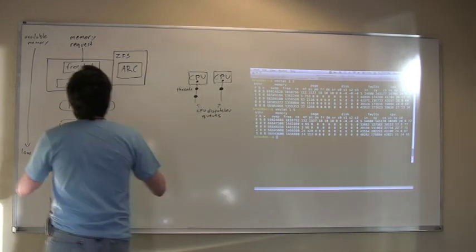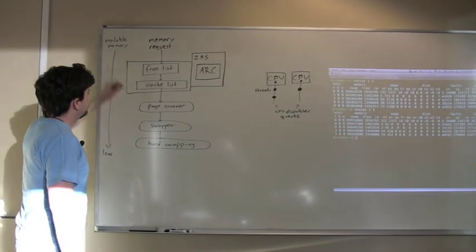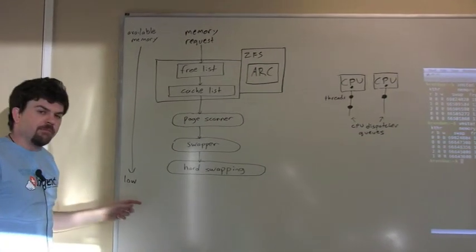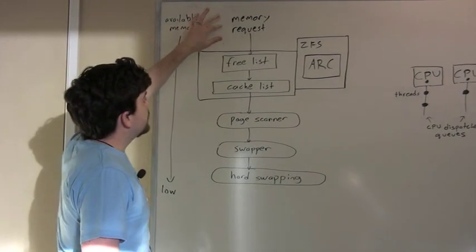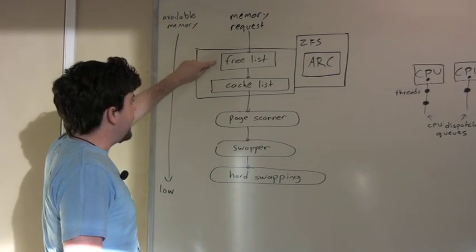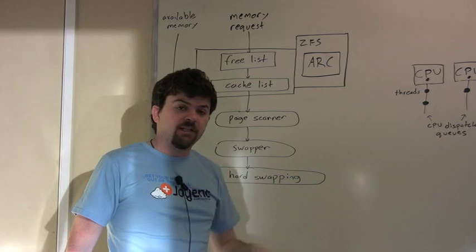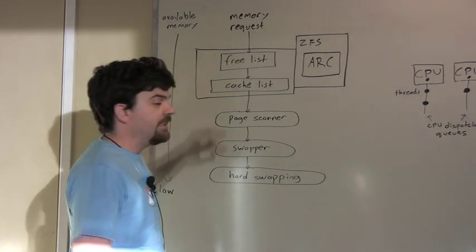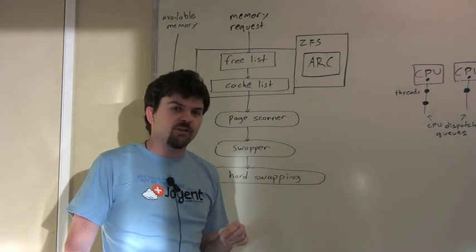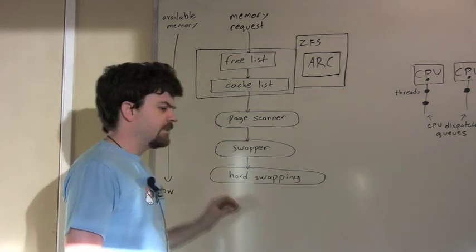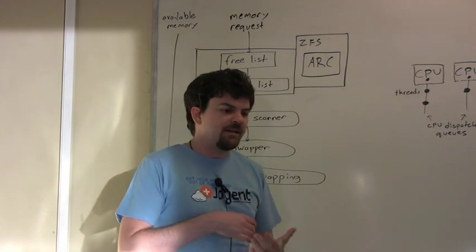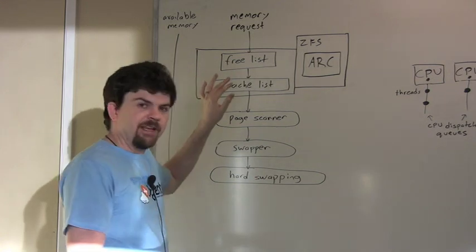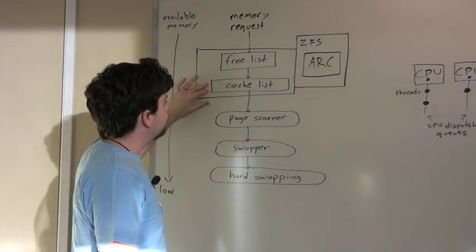I've drawn up a diagram to help us understand this. Going down this diagram is what happens when main memory on the system runs low. So memory requests come in, and we can satisfy them from a free list. And when that's exhausted, a cache list. A free list is a list of free memory that the kernel doesn't need to search for. It knows where it is. A cache list is a list of memory that has useful file system pages cached, but it can reuse that if an application needs it for memory.